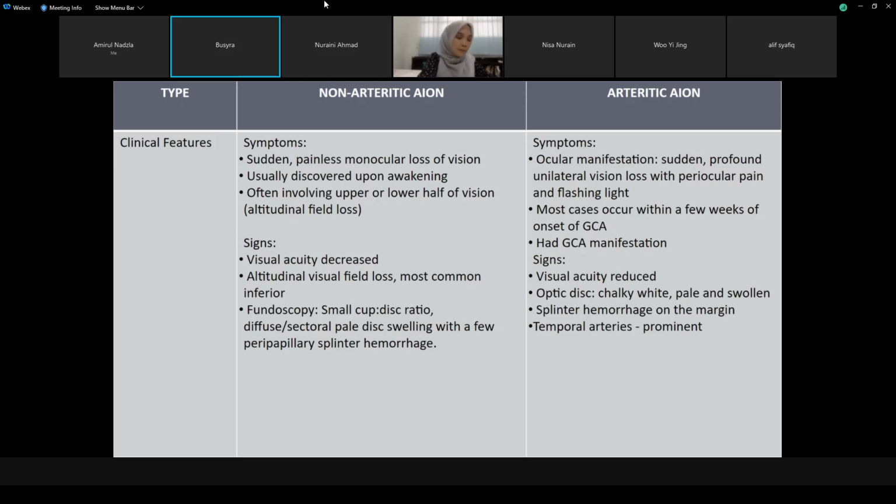Okay. The signs for arthritic ION are reduced visual acuity, and when we see the optic disc, it is observed as chalky white, pale, and also swollen. They may also have splinter hemorrhages on the margin of the optic disc, and we can also see the prominent temporal arteries at the temporal region at the head of the patient. Okay, next.